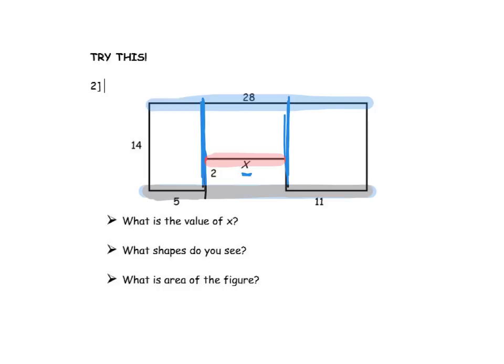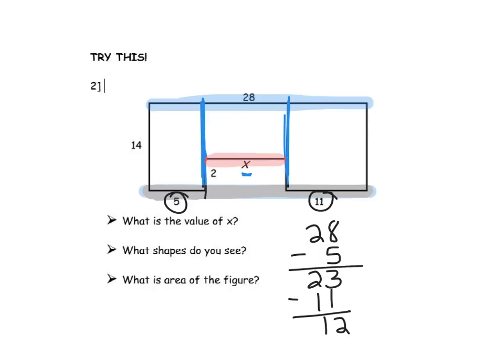So knowing that, all I have to do is do 28 minus 5, because you have that 5 here. So that's going to be 23. And then 23 minus 11, that's going to be 12. So that means that x is going to be 12. Now what we're going to do is go ahead and find the area. So they're all rectangles.